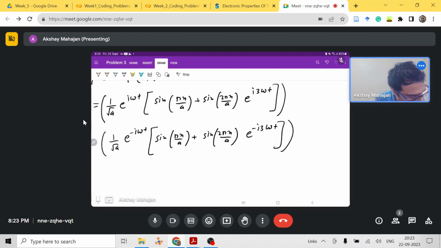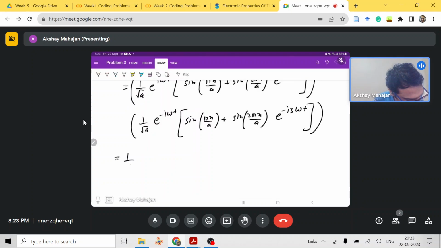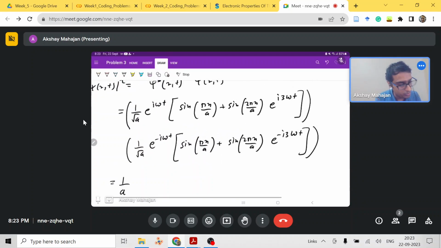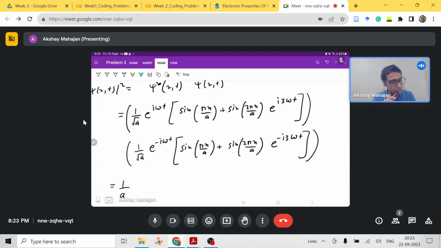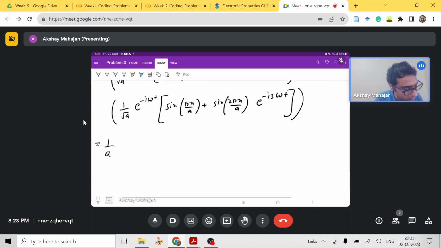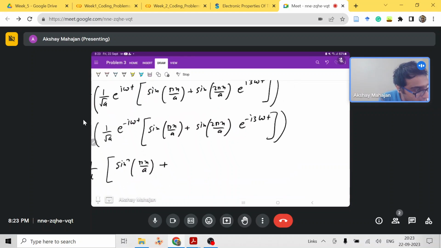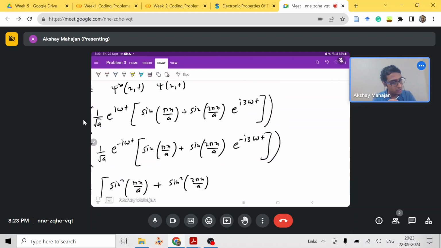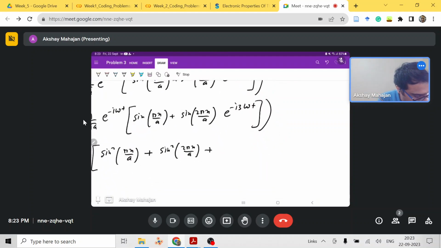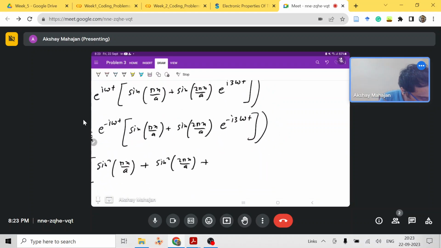Okay, now when we multiply these two, we get 1 by a, and e to the power iota ωt times e to the power minus iota ωt, that will be 1. And then we will just multiply these brackets. So what we have is sin²(πx/a) plus, similarly, we will have sin²(2πx/a), where e to the power iota 3ωt times e to the power minus iota 3ωt will be 1. And then the cross terms, we will have, I will take this 2 common.